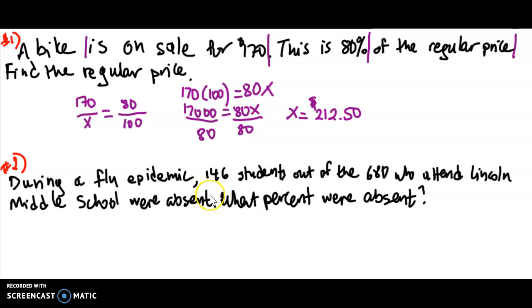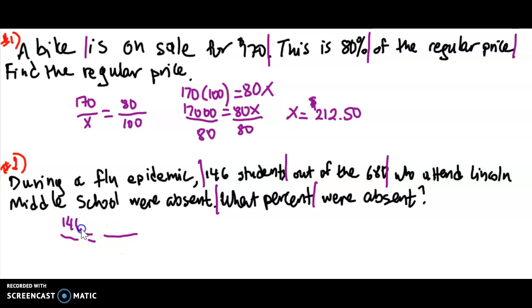Let's go to the second problem. During a flu epidemic, I guess we can actually relate to that right now, 146 students out of the 680 students who attend Lincoln Middle School were absent, and they're asking us to find the percent of the students that were absent. I'm going to do the same thing as before. 146 out of the 680. What percent? So let me set up my percent equation.